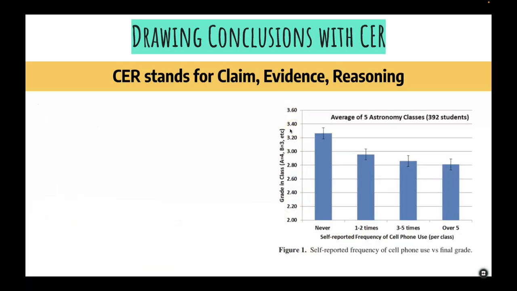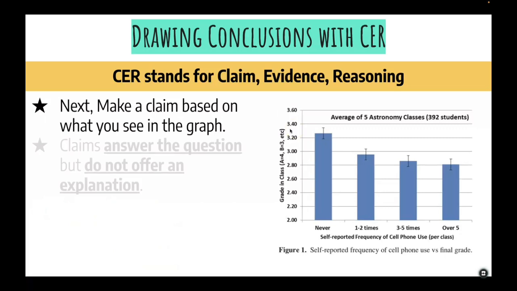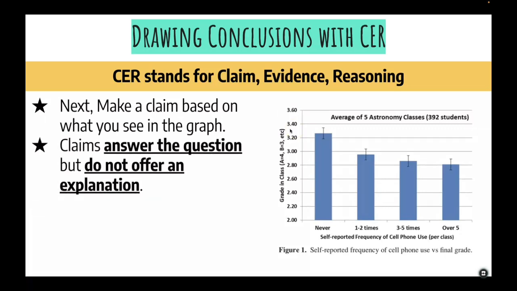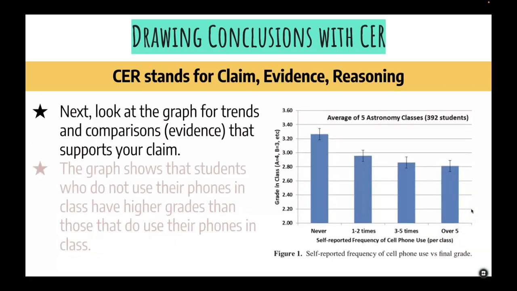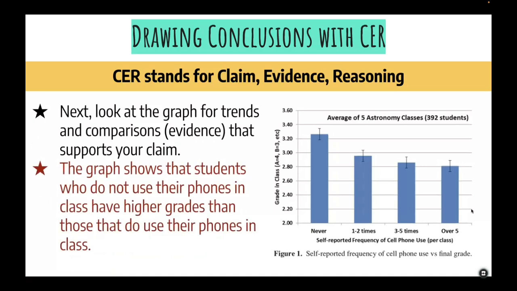And then you want to make an answer to your question, right? You want to make a claim. You don't want to explain anything, you just want to answer the question. Here you can see that students that use their phone in class have lower grades than those who do not use their phones in class, right? So when they never use their phones, their grade is higher than someone who uses their phone in class. And then you want to look for your evidence to support your claim. And remember, here you have quantitative data, you have numbers, so you can be very specific here.